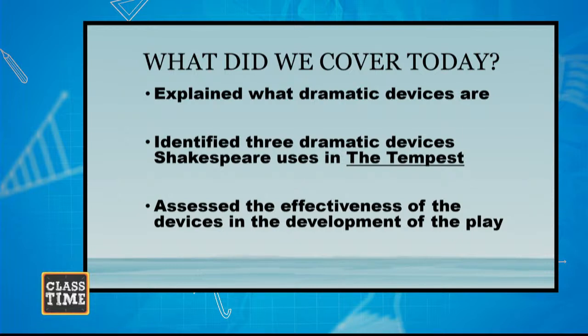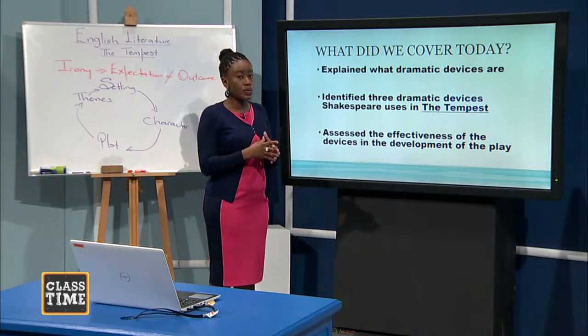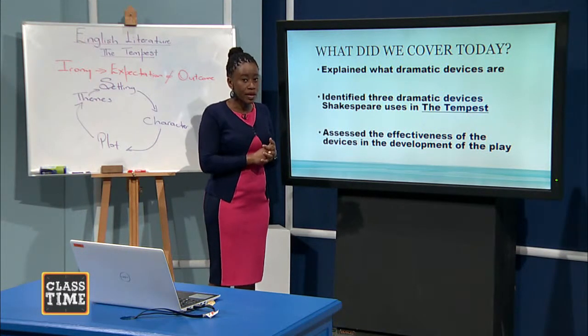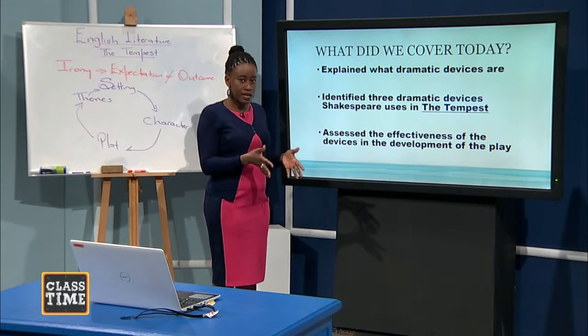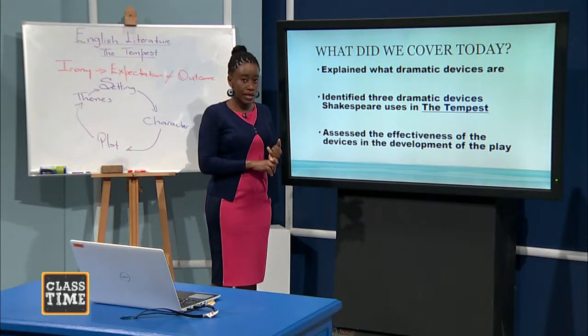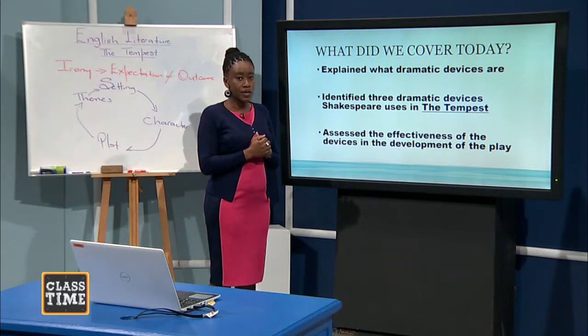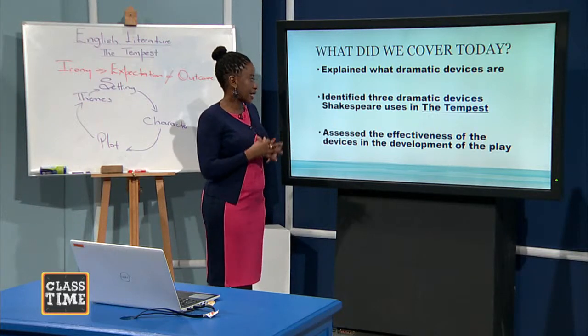Do you remember what they are, especially as it pertains to drama? There can be the use of soliloquies, very good. The use of asides, excellent. We also looked at imagery, figurative language. Those are some of the devices. We identified 3 dramatic devices that Shakespeare uses in this particular play. Do you remember what they are? Among other devices, he uses irony, and we looked at 3 types of irony. What were they? Verbal, situational, and dramatic.